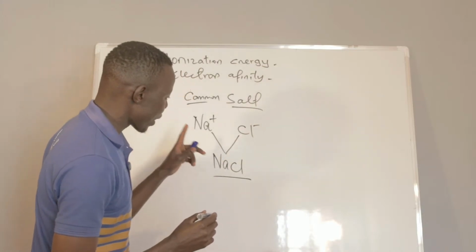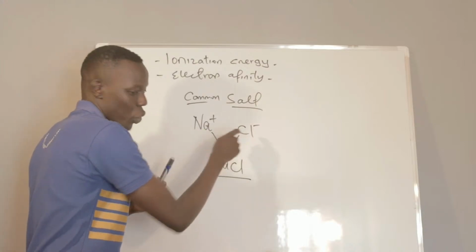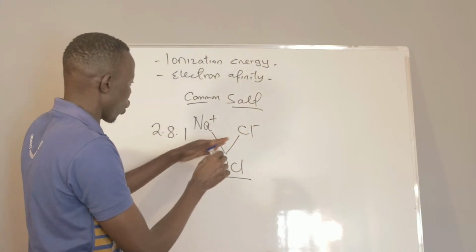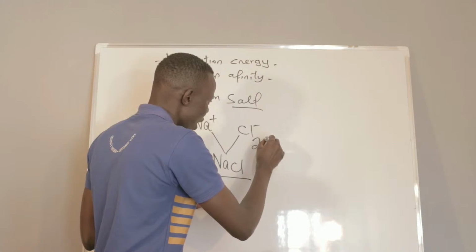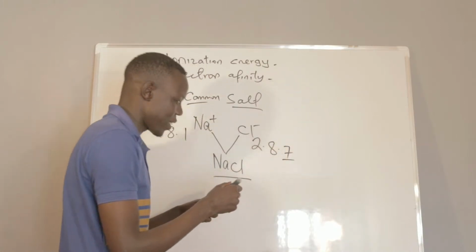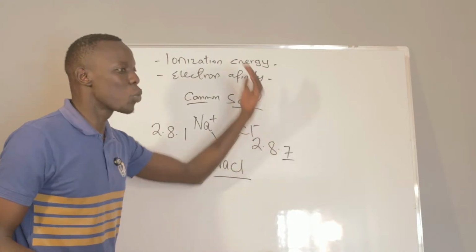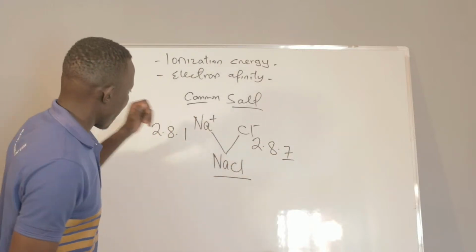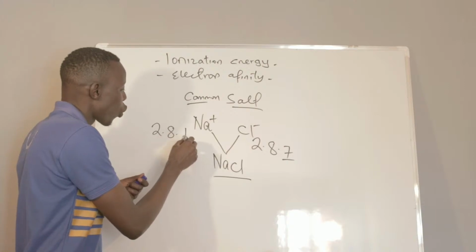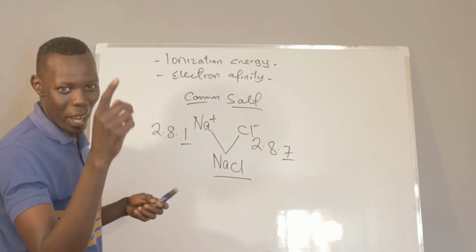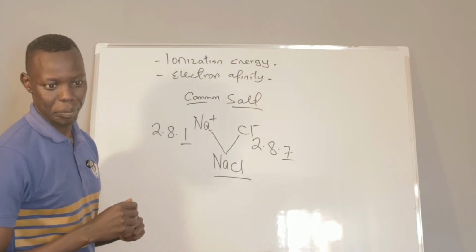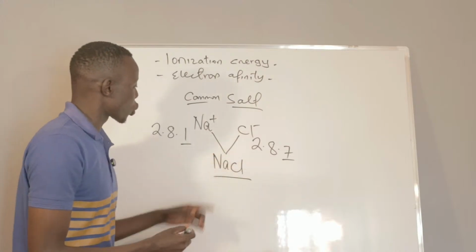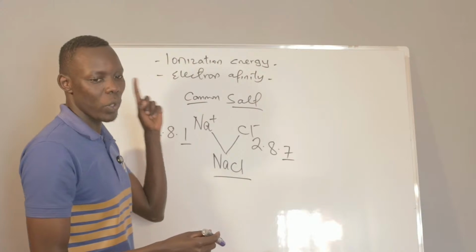Let us write the electronic configuration of sodium and of chlorine. Sodium is 2, 8, 1. Chlorine is 2, 8, 7. As I said, chlorine can either lose 7 or gain 1, but the easiest is gaining 1. Sodium can either gain 7 or lose 1, but the easiest is losing 1. Now, this one will lose 1. This one will gain 1. So sodium has to lose 1 and chlorine has to gain 1.